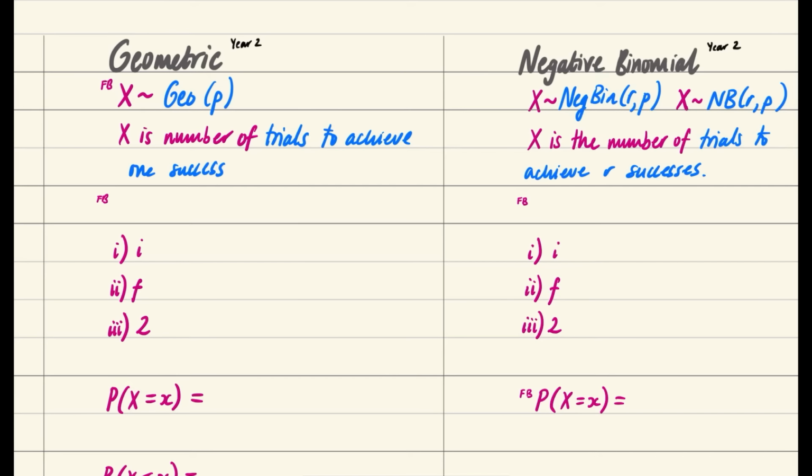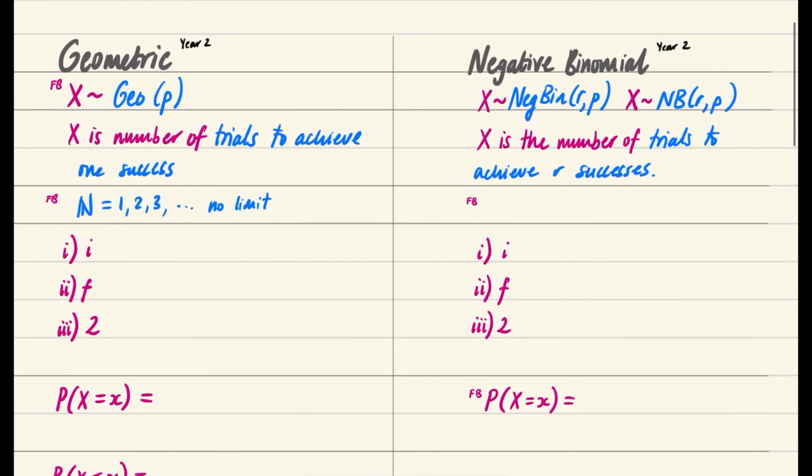Well, you can't have 0 for either of these ones, because how could you achieve 1 success in 0 times? So for the geometric, it is actually just the natural numbers. It is just 1, 2, 3, etc. And again, there is no limit to this. In theory, you could keep rolling a dice for a long time until you got a 6.